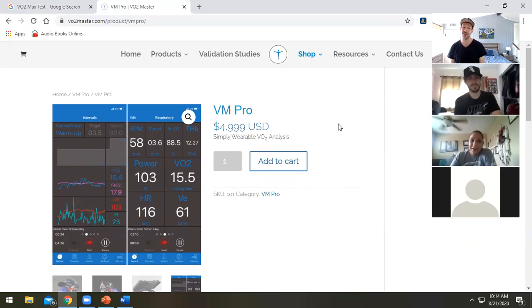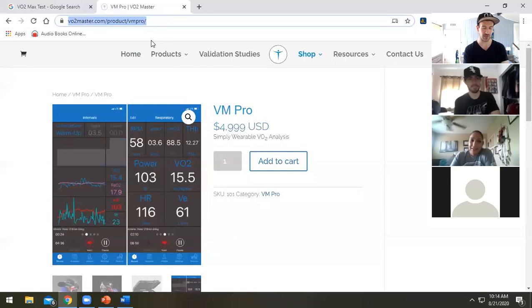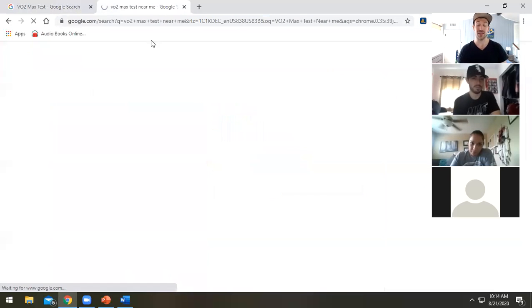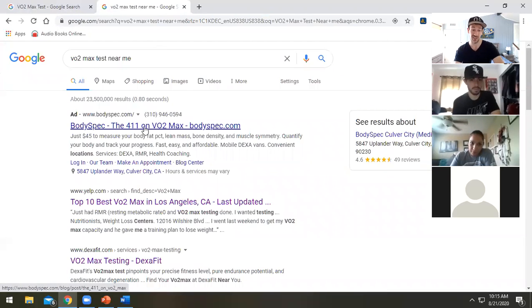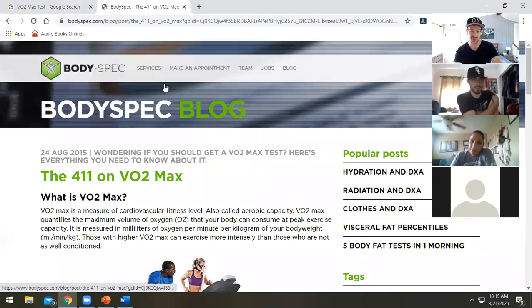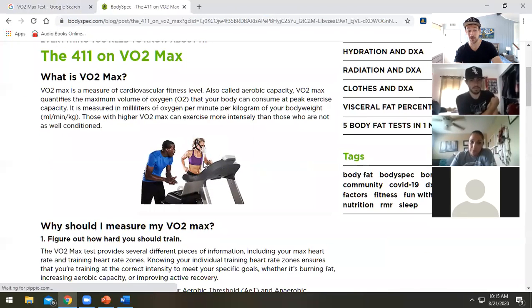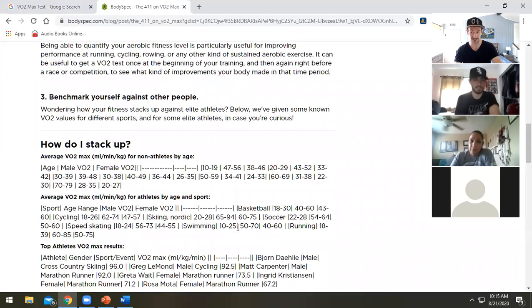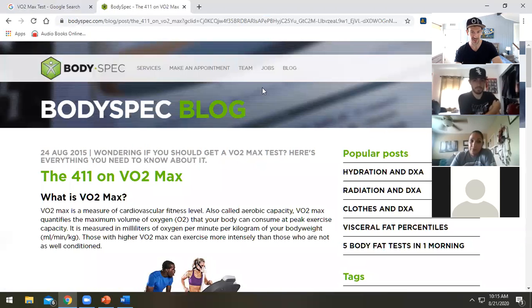But you could run a business off of VO2 testing. Like, VO2 max test near me. Normally you go to these facilities. I don't know what BodySpec is, but say you go to this company here, they put you through it, they have that machine because they've got a little treadmill there. If you have one of those Bluetooth ones, you could go to people's houses and do it. And how much does this cost?